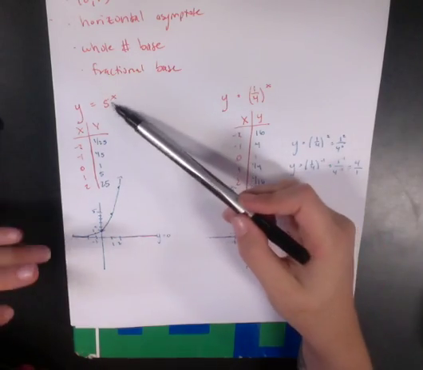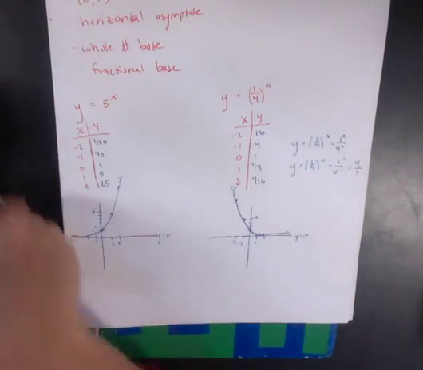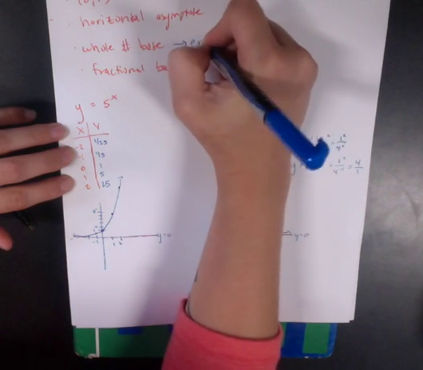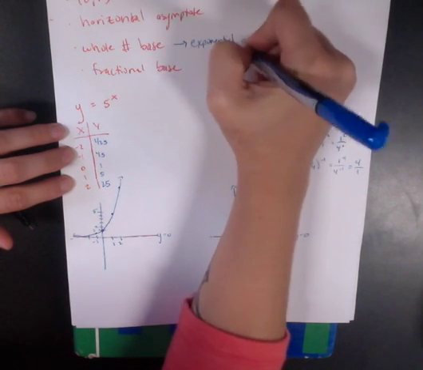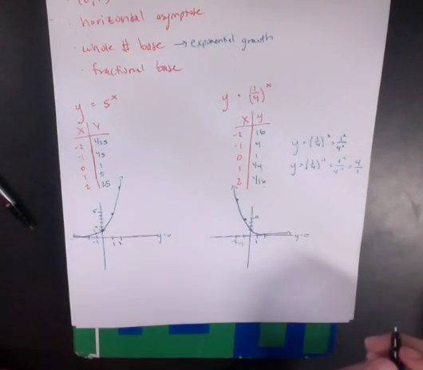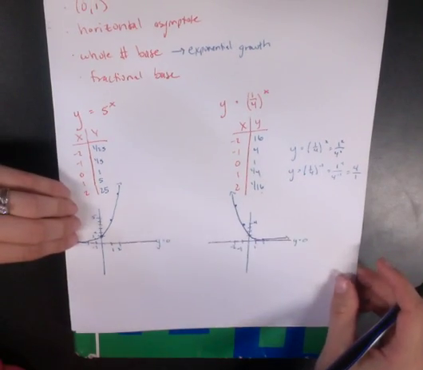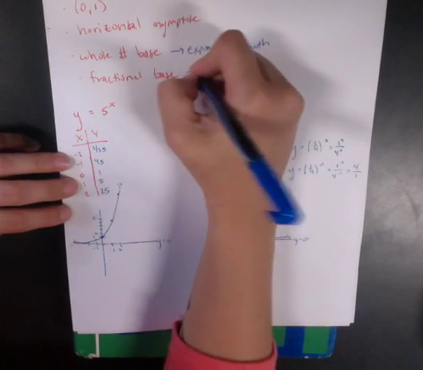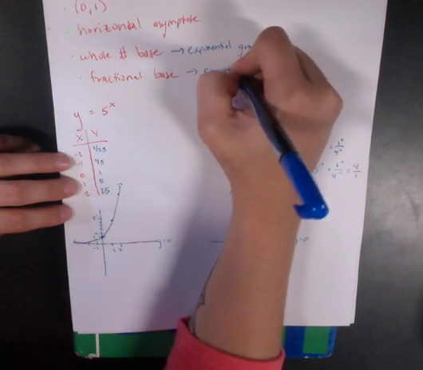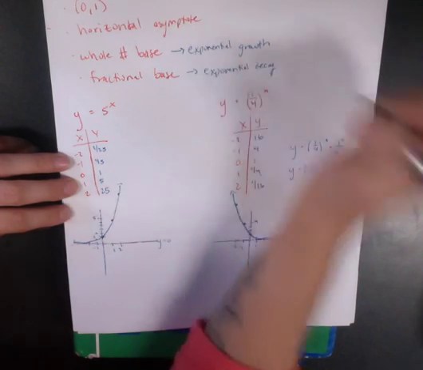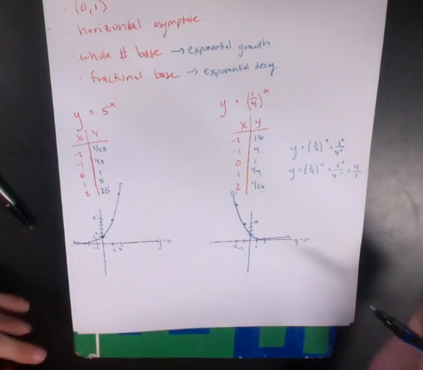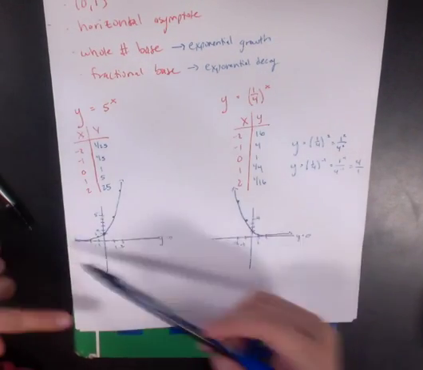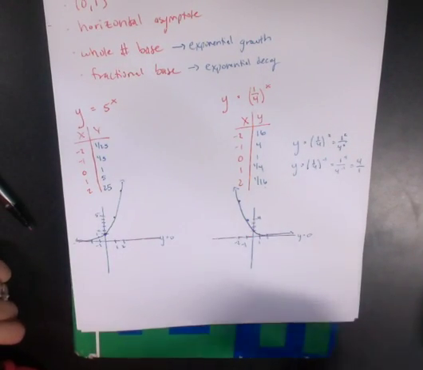But look at the difference. If I have a whole number base, it means my graph is exponential growth. Or it gets larger. If I have a fractional base, then I have what's called exponential decay. I get smaller. And that's true of all of our graphs, whether they have a whole base or a fractional base, they will always look about like this.